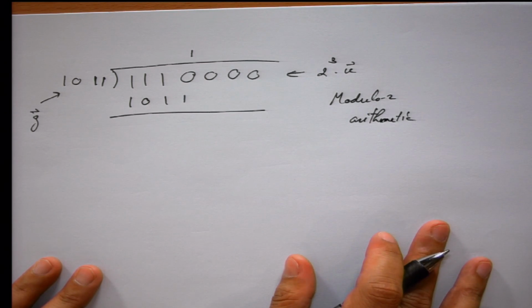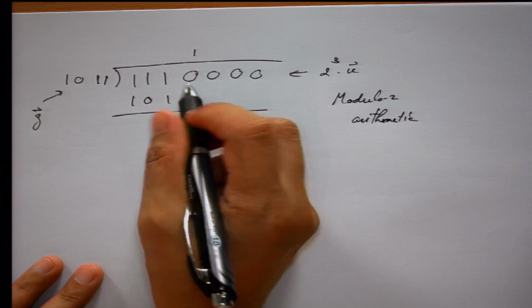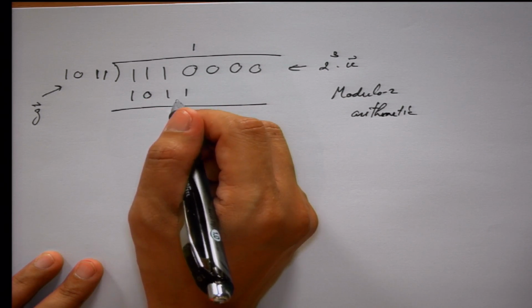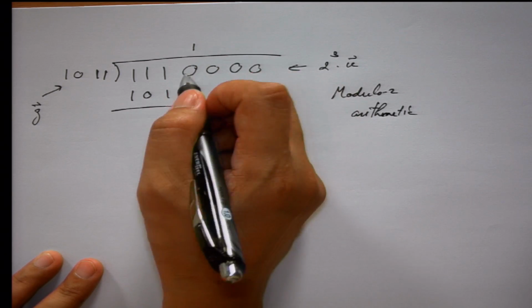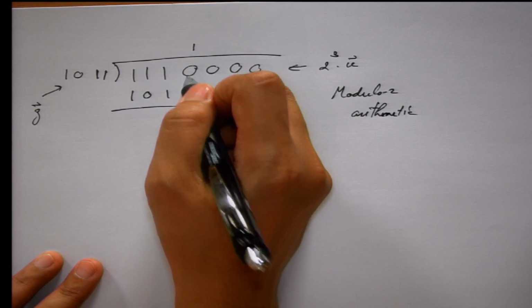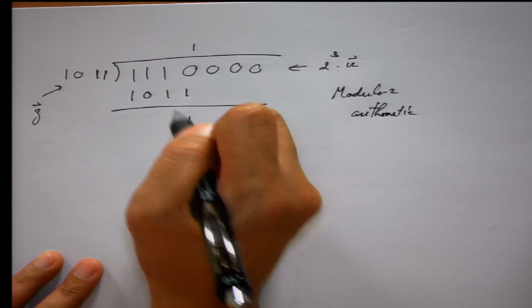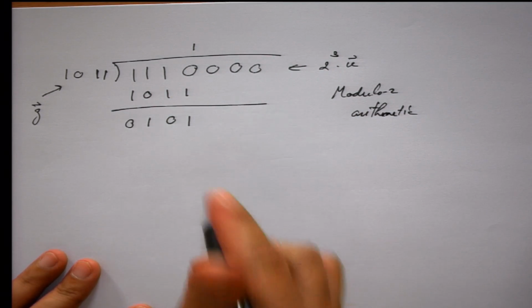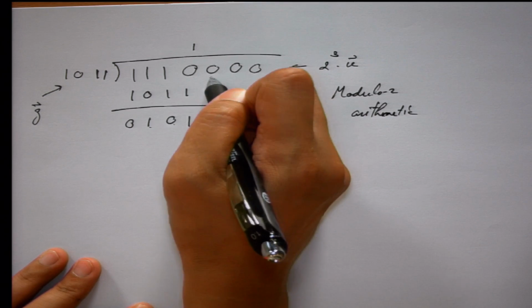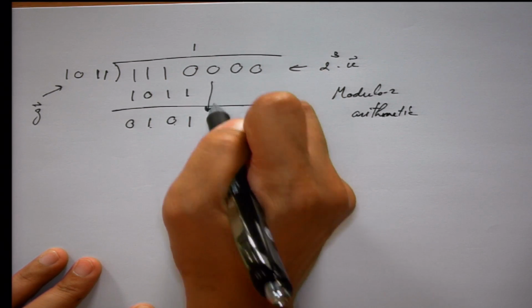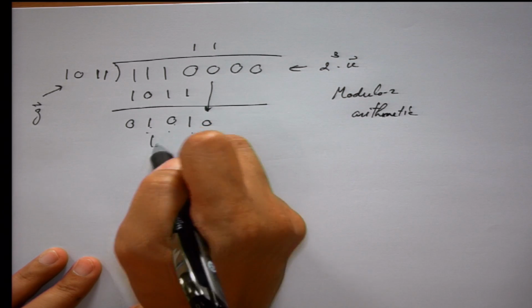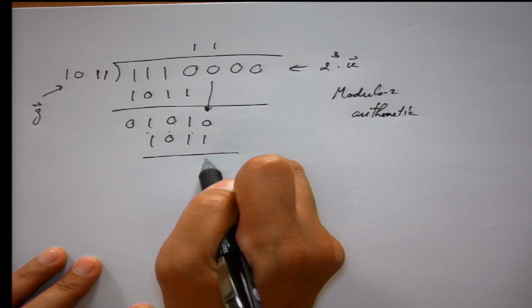Modulo 2 arithmetic means that if it's the same, it becomes 0. If it's different, it's 1. So plus or minus is the same. So 0 and 1 is 1. This is 0, this is 1, this is 0. So you get 101. To divide further, you have to take this one down. So 1010. So 1 again. 1011. So you get 1.